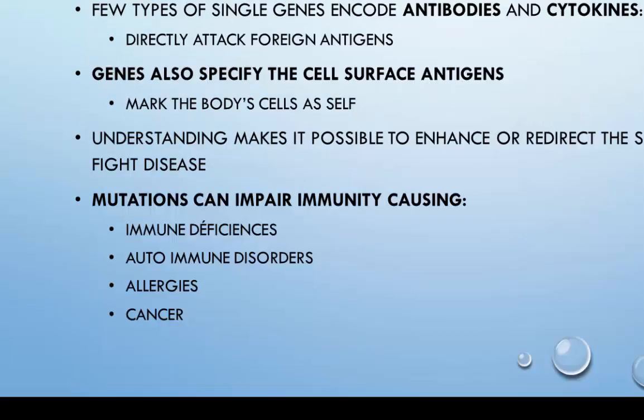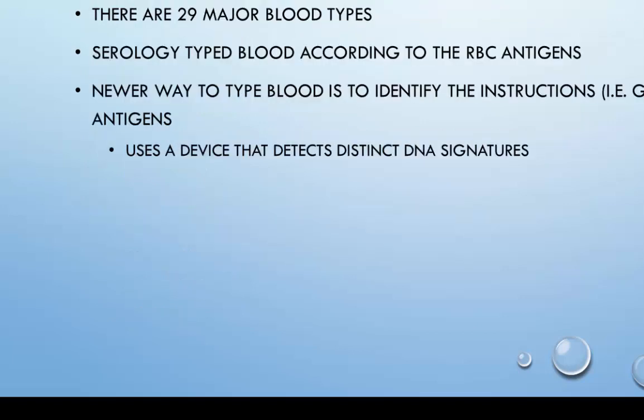The genetics has some control over immunity. We know that genes affect immunity by conferring susceptibility or resistance to infections. There are a few types of single genes which encode for antibodies or cytokines. Genes also specify the cell surface antigens. And mutations in these genetic components can cause impairment, causing immunodeficiencies, autoimmune disorders, allergies, and even cancer.